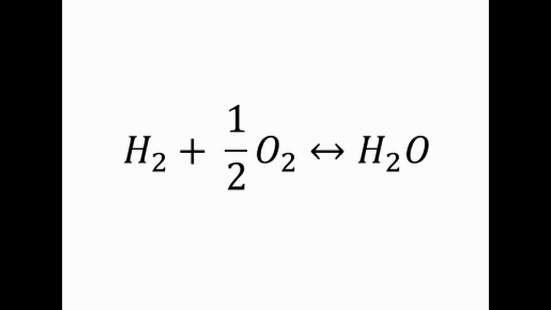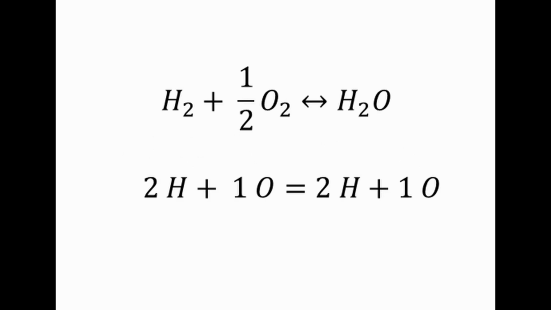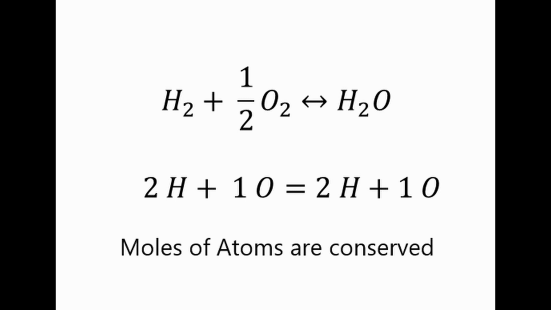When 1 mole of hydrogen gas reacts with 1/2 mole of molecular oxygen, the product is 1 mole of water. The balanced equation is H2 plus 1/2 O2 forms H2O. The chemical equation is balanced because if we count up all the moles of H and O in the reactants, they exactly equal the number of moles of H and O in the products. 2 H's plus 1 O equals 2 H's plus 1 O. The moles of elements or atoms are conserved across the equation.